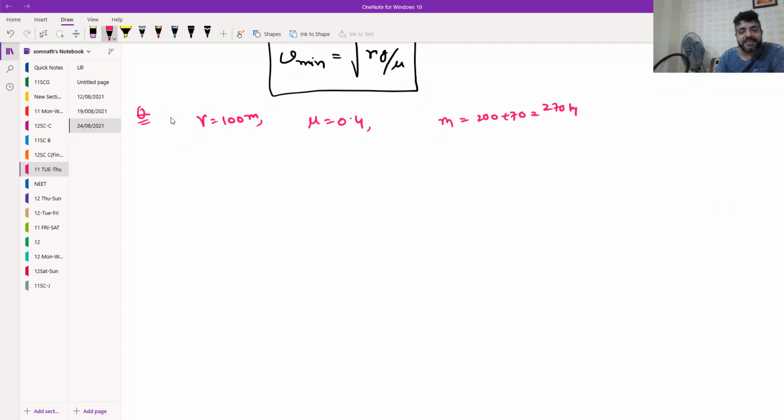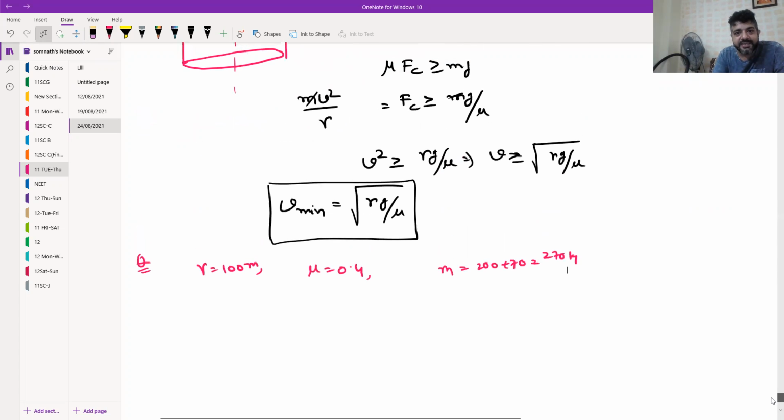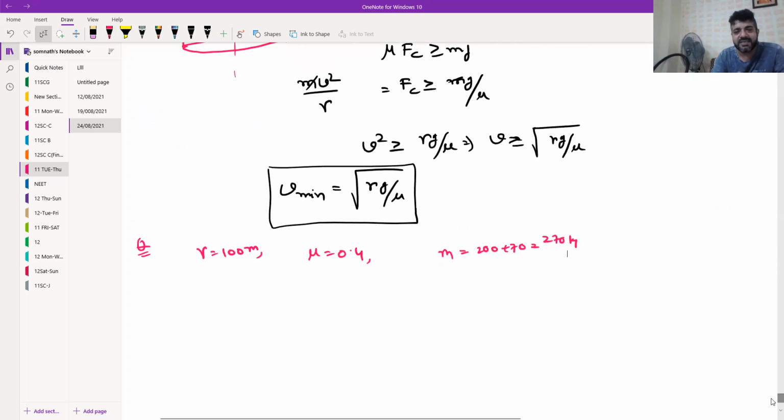So first of all, as you see from the previous derivation, mass cancels out. I can cancel this mass. So whatever the mass, it doesn't depend. Whether you ride a bike or a four-wheeler, it doesn't matter.